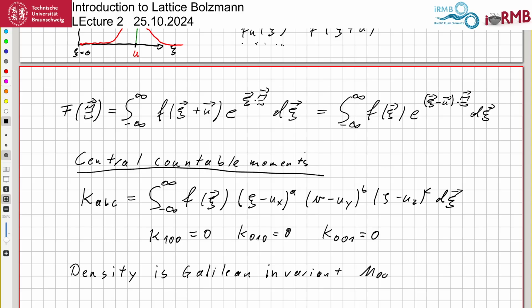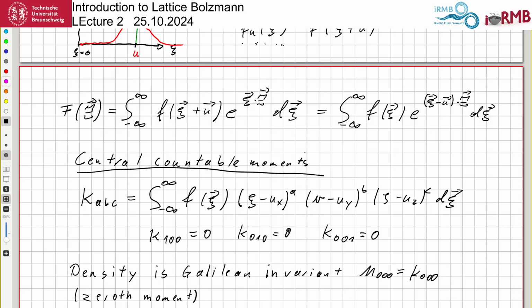This is the density. Obviously, if you put A, B, and C to 0, everything vanishes here, and you only integrate over f. That means it does not matter in which frame you measure the density, it will always be the same, which means that M00 is equal to K000. So the zero moment is automatically always the same. And this we call the zero moment.